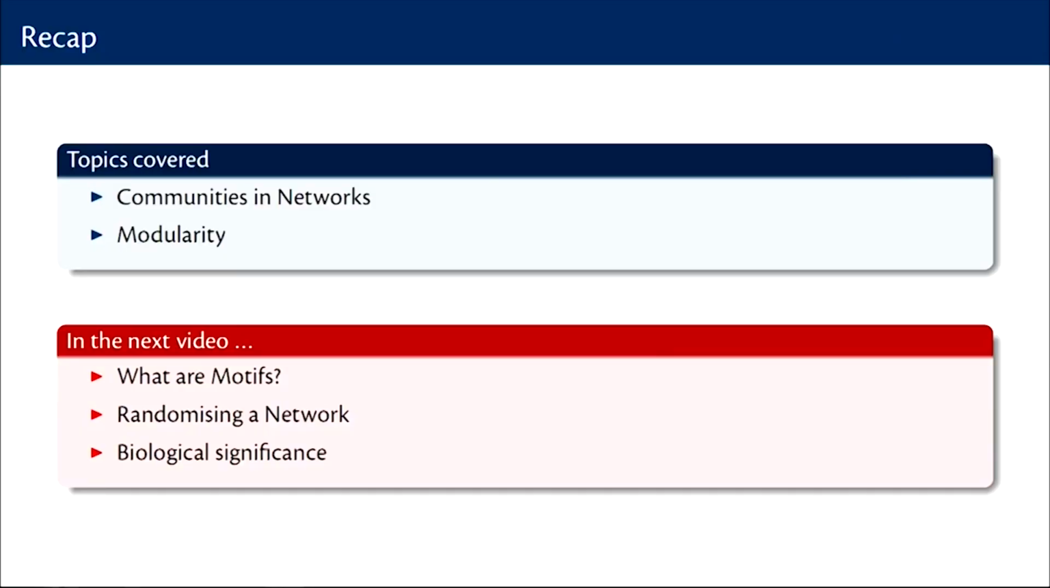So in today's lecture we looked at communities in networks and the concept of modularity. In the next video we will study what motifs are and how you identify motifs, for which you need to identify a null model, which is usually obtained by randomization, and what the biological significance of the existence of motifs is, right. What does it mean to have motifs in a biological network?